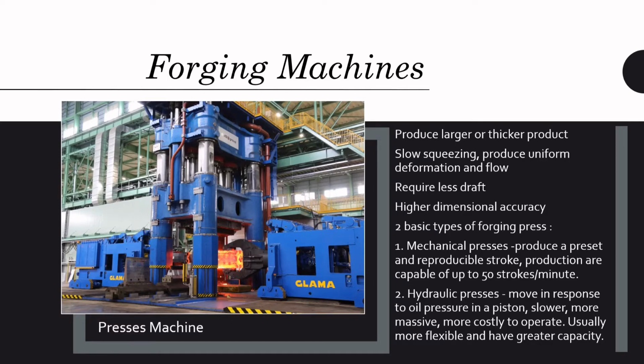There are two basic types of forging press. The first one is the mechanical press. It produces a preset and reproducible stroke. Production is capable of up to 50 strokes per minute. The second one is the hydraulic press. It moves in response to oil pressure in a piston. It's slower, more massive, and more costly to operate, but usually it is more flexible and has greater capacity.